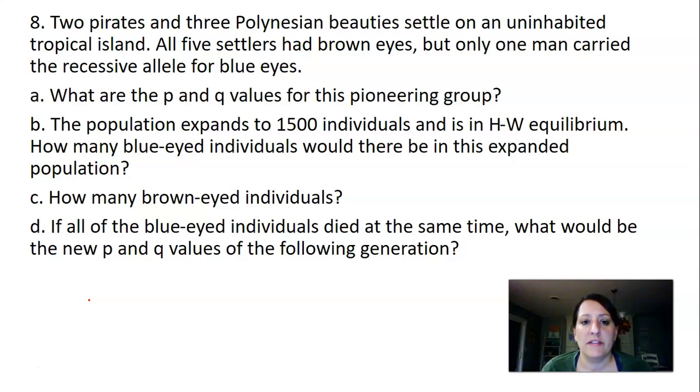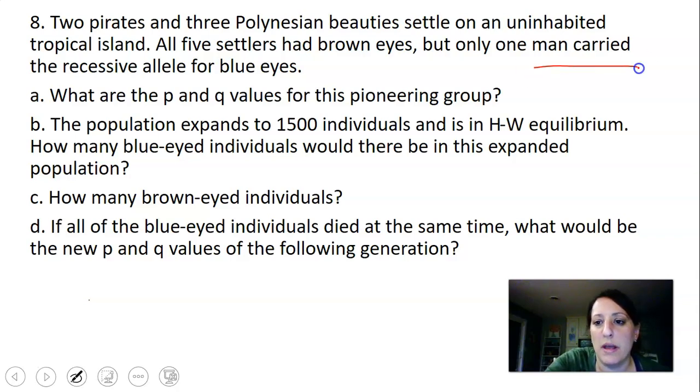All 5 settlers had brown eyes. But only one man carried the recessive allele for blue eyes. So we've got 5 people, and we're going to use big B and little b. Big B is the allele coding for brown eyes, and little b is the allele coding for blue eyes. All 5 settlers have brown eyes, but one man carries the recessive allele, so he's going to be the only heterozygote.